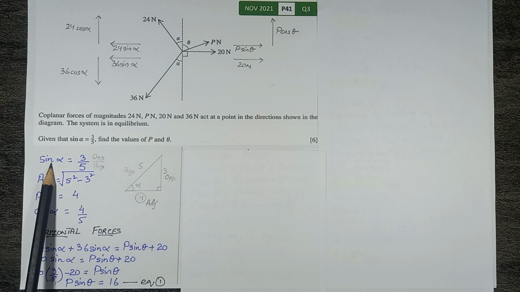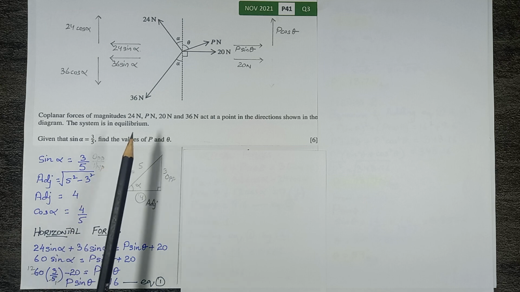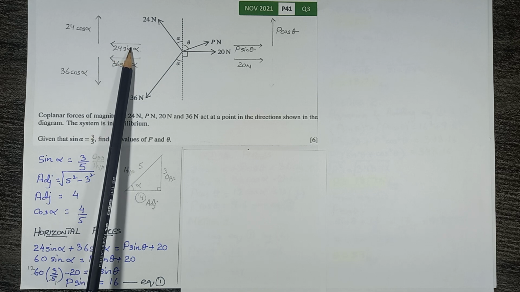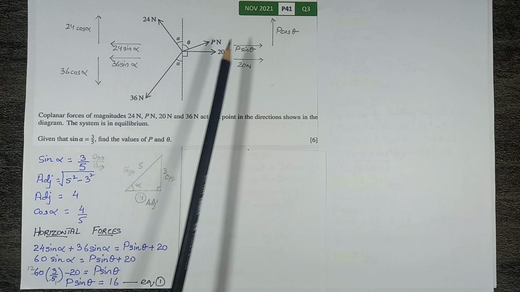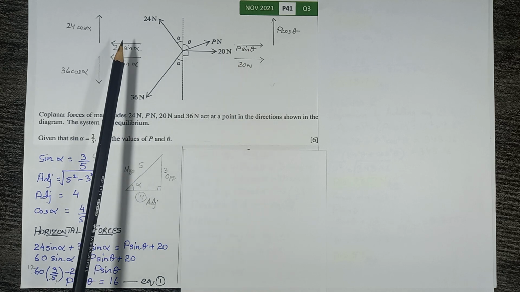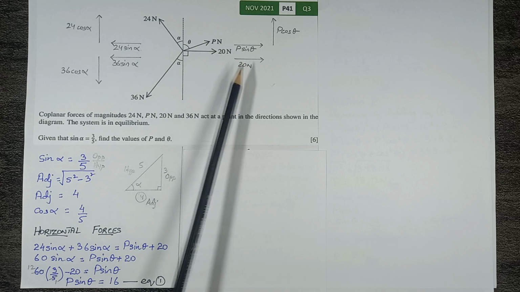Now because we have sine alpha and cos alpha, we could directly work out the horizontal forces and the vertical forces. Again, let me repeat, the condition is equilibrium. So looking at the horizontal forces, we have two horizontal forces to the left and two horizontal forces to the right. Condition is equilibrium. That means the sum of these two would be equal to the sum of these two.